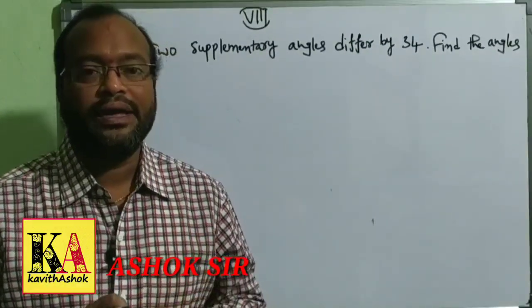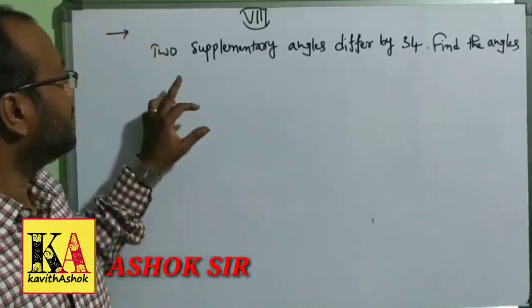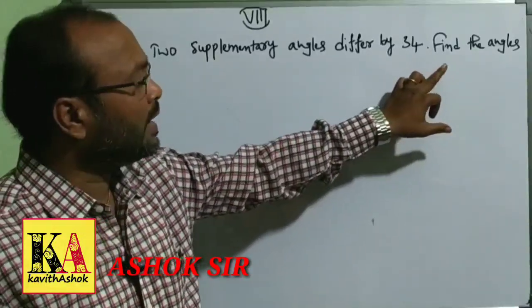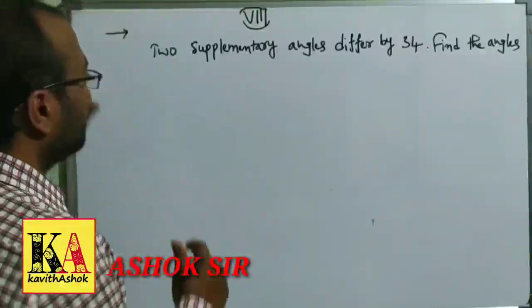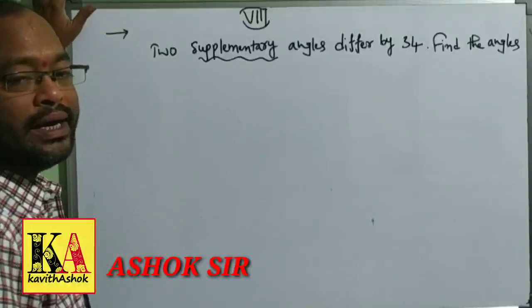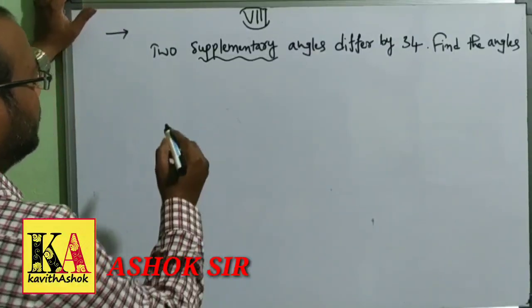Today we are continuing our 8th class topic. The question is here: two supplementary angles differ by 34. Find the angles. So here the angles are supplementary. First we have to know what is meant by the supplementary angles, right?